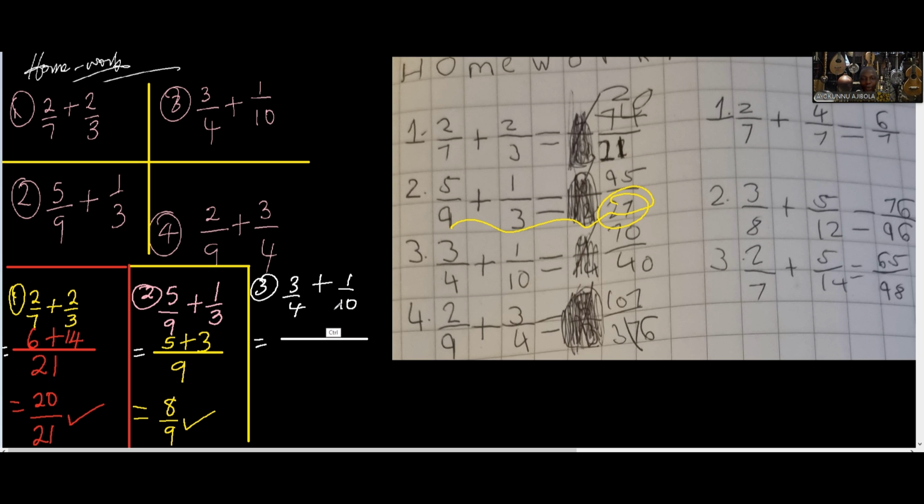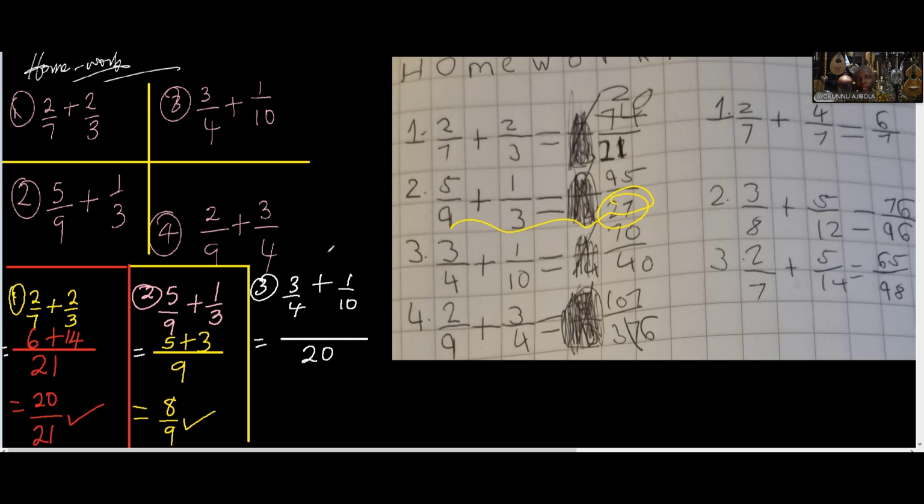Check it again. Is the bigger one a multiple of the smaller one? No. So what is the next multiple of the bigger one? 20. Is 20 a multiple of the smaller number? Check it again. Yes. So we pick 20, right?